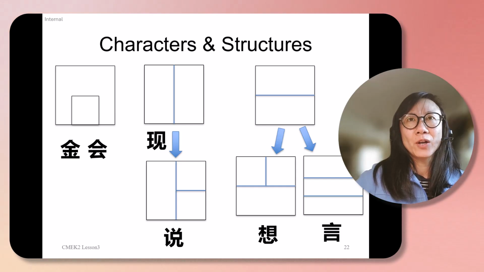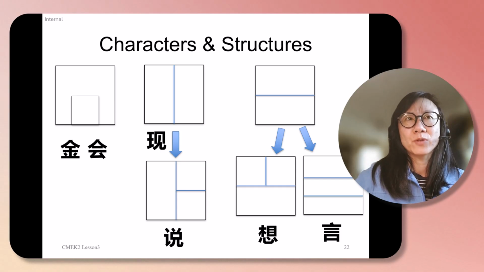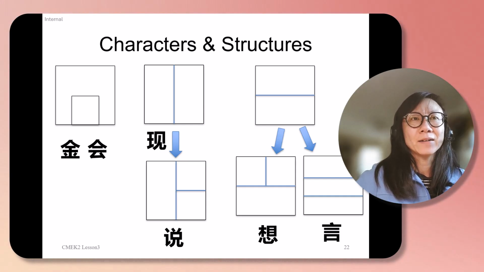And the second structure we learned last time is the left and right structure. The particular one is xian, 现在的现. And one variation of this structure is a subdivision on the right-hand side. For example, the character 说. And the third structure we learned last time is the top and bottom structure. And the 2 variations are, number 1, a subdivision on the top. An example for this variation is 想.